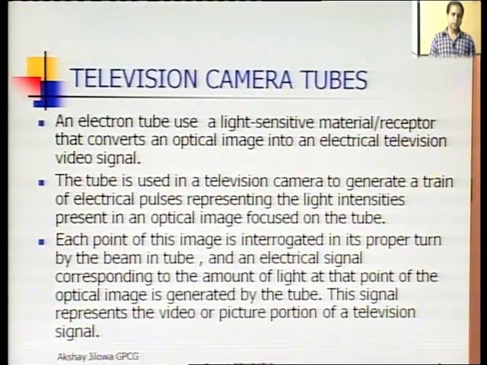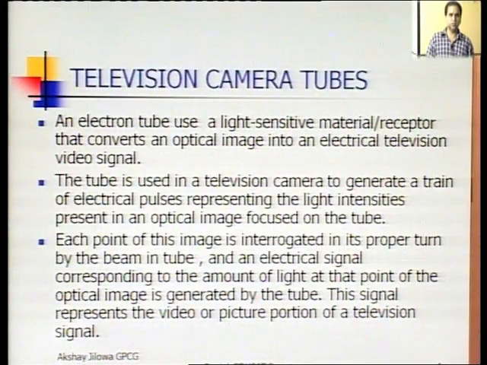So, television camera tubes. An electron tube uses a light sensitive material or receptor that converts an optical image into an electrical television video signal. So, this is the basic purpose of any camera tube, that it converts the light information into an electrical signal or video signal. The tube is used in a television camera to generate a train of electrical pulses representing the light intensities present in an optical image focused on the tube.